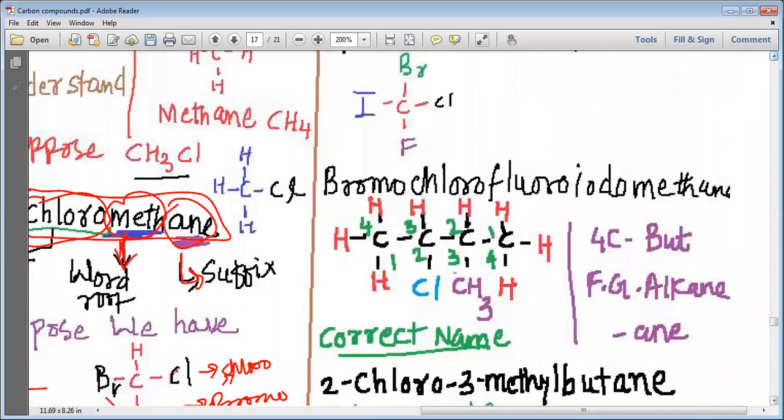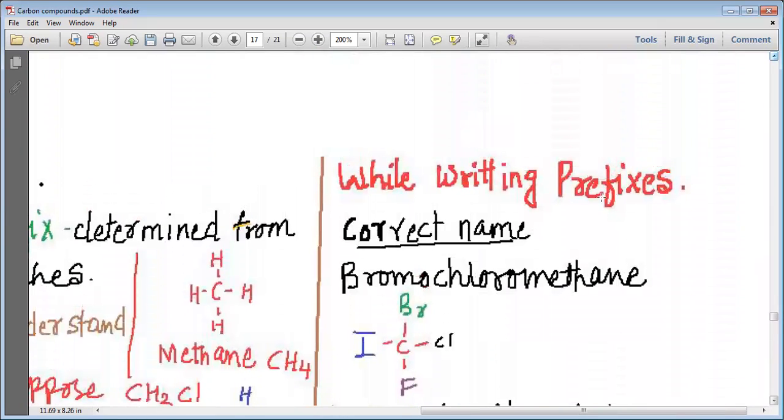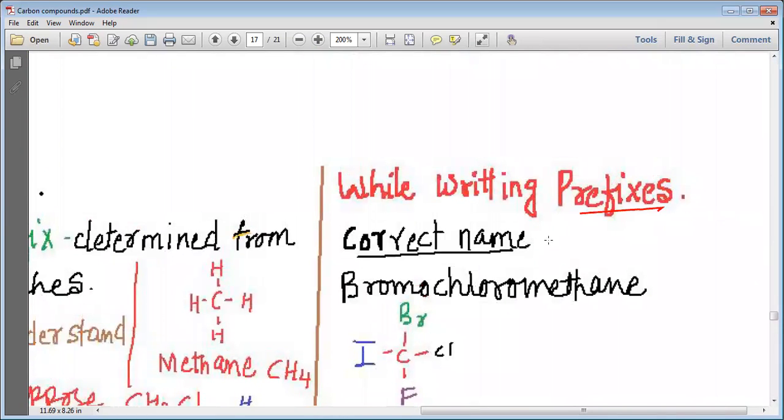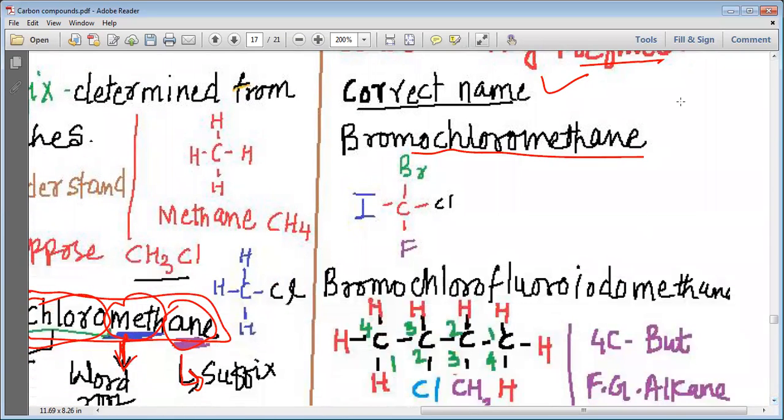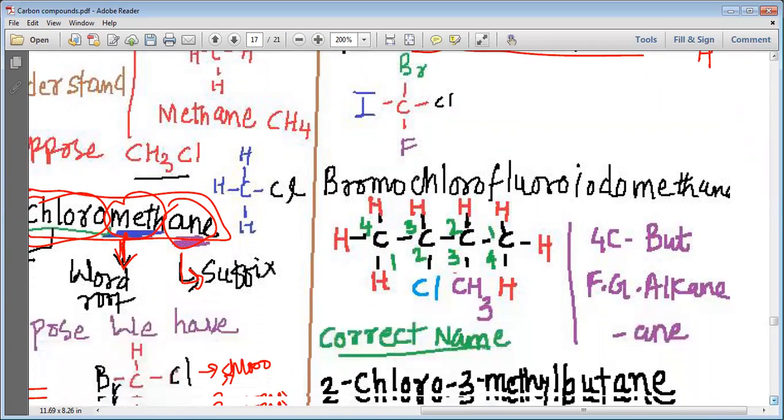So my dear students, while writing the prefix, the correct name we will write is bromochloromethane. For this compound, if you have bromine and chlorine both present at the same time, we should write bromochloromethane, not chlorobromomethane. Remember, we should not write chlorobromomethane, but we should write bromochloromethane.